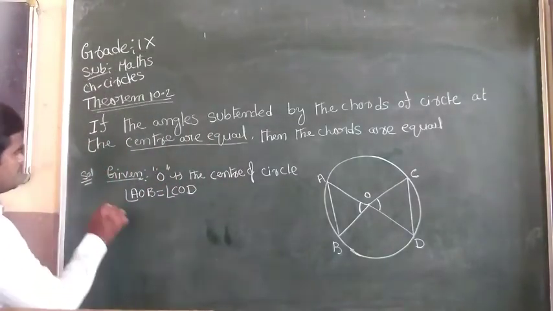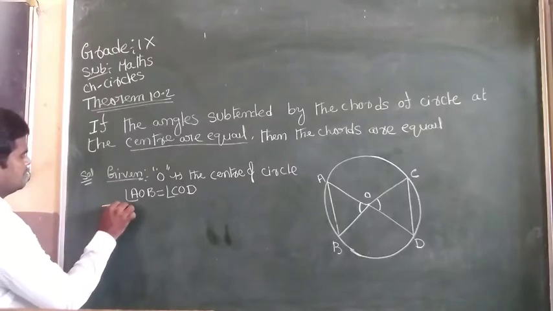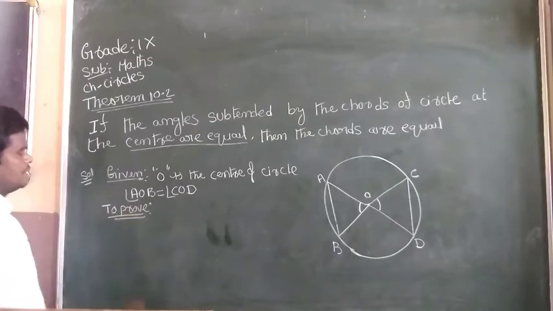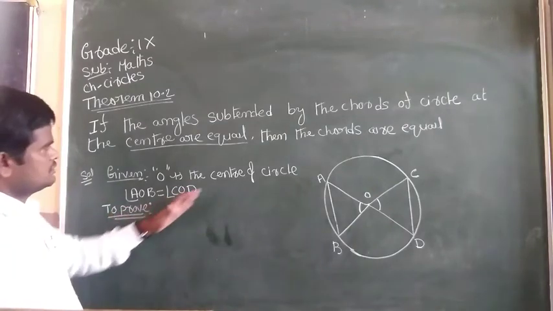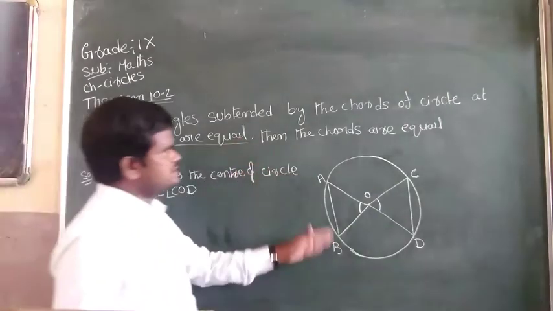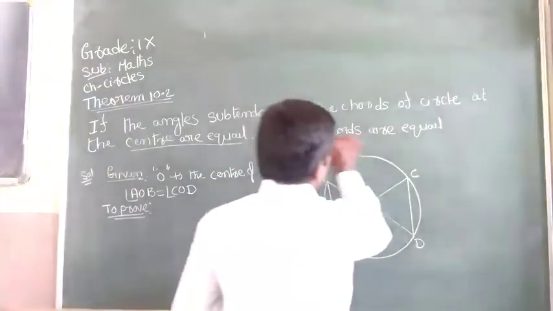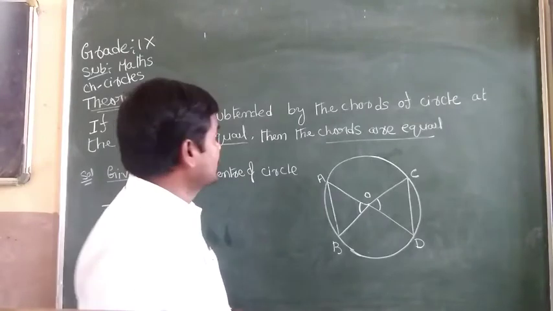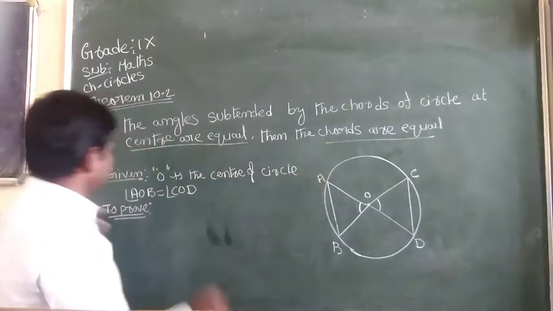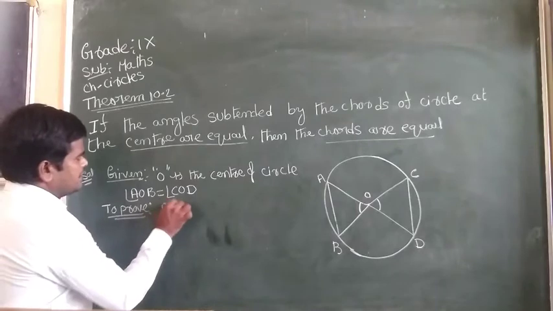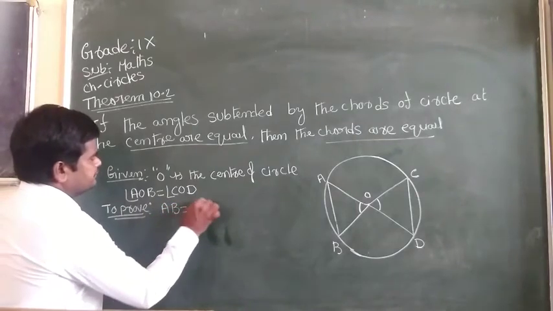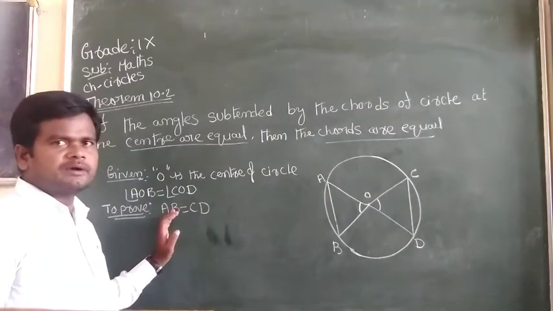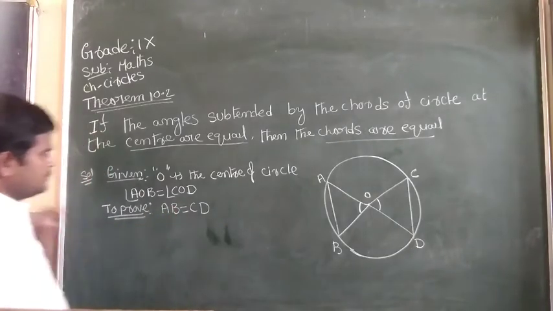To prove: AB equals CD. To prove the chords are equal. We need to prove AB equals CD. So come to the proof.